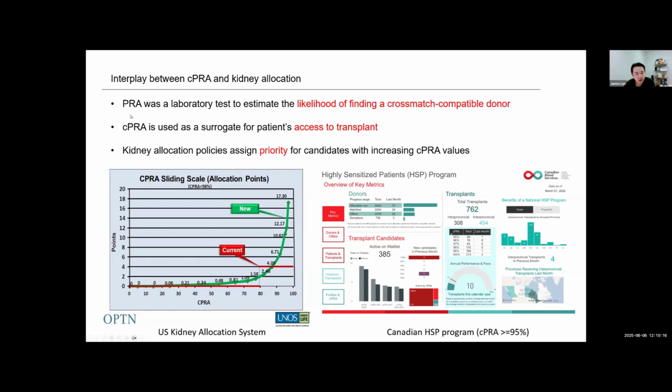That it started off with a PRA test, and then it became a surrogate for patients' access to transplantation. And accordingly, what we've done in our field is to assign allocation priorities for these patients, because we appreciate that many patients have a large breadth of antibodies, and they become very difficult to match, and we have to help them somehow in our allocation. And the way we do that is to give them allocation points.